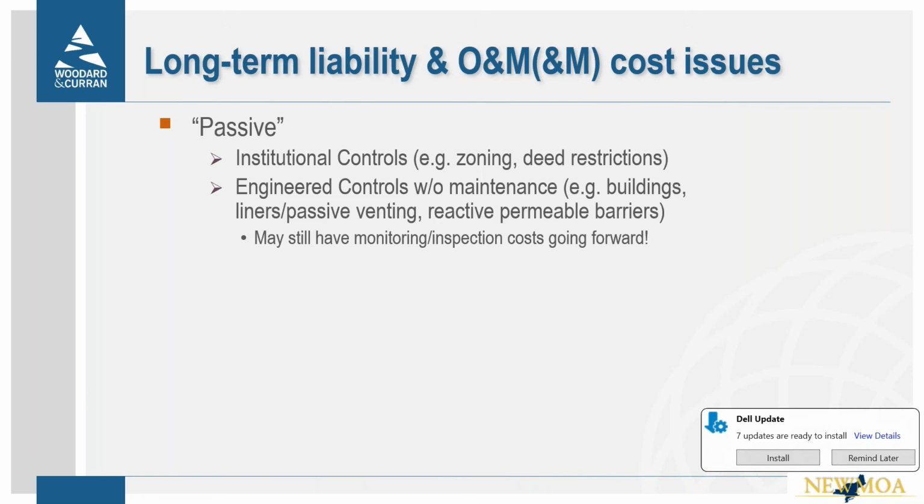You could have engineering controls that are, and that's where the air quotes come out, passive, i.e. buildings such as the examples that I showed you, or liners or passive venting or reactive permeable barriers that are there for the long haul. So again, this is a squishy definition of passive. You may still have some ongoing monitoring and inspection costs going forward, even in these instances. So do not lose sight of that when you're doing your cost-benefit analysis.